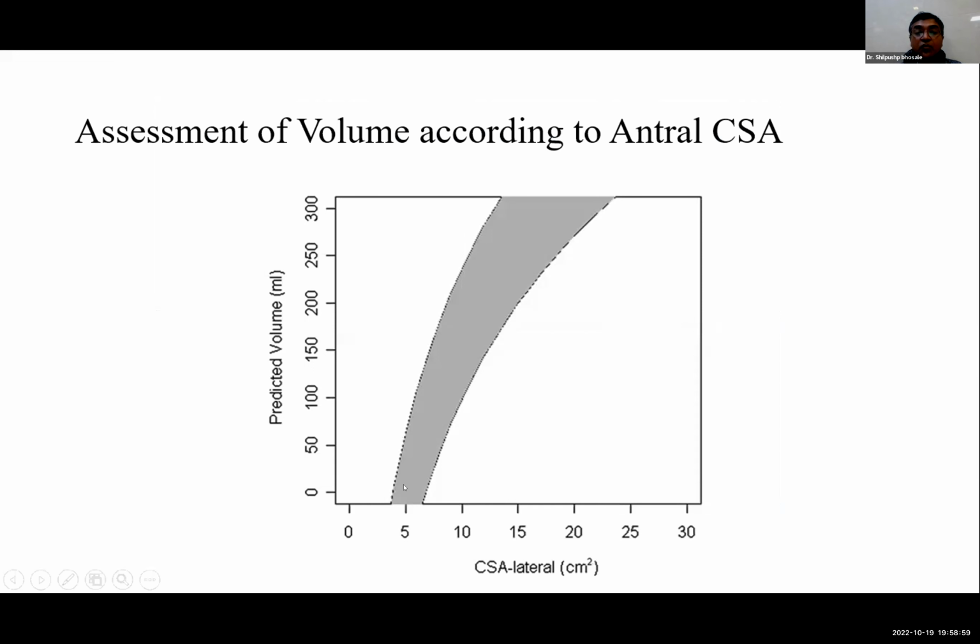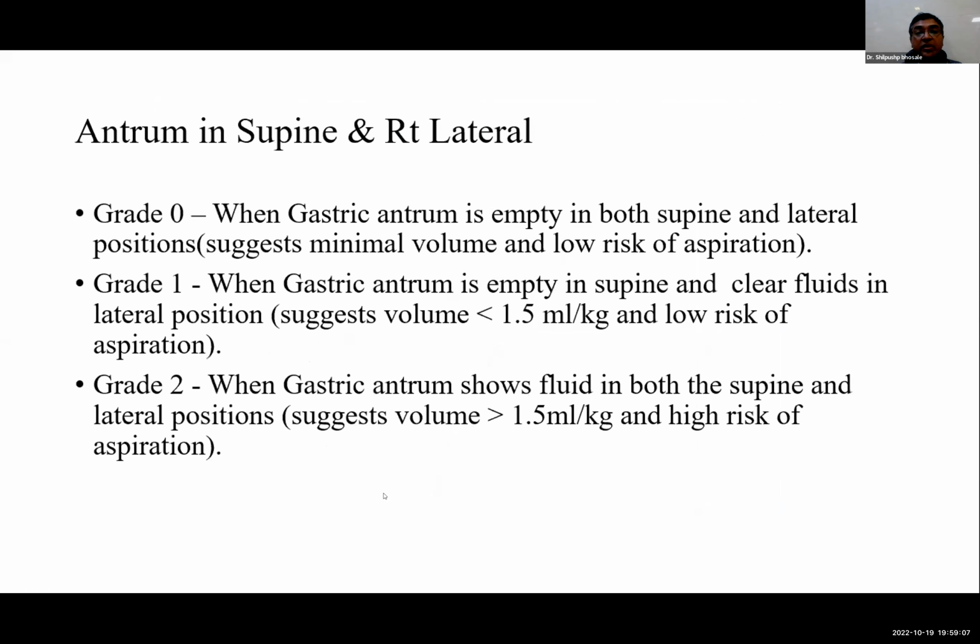You can also have volumetric assessment. If the cross-sectional area is less than 4, the stomach is practically empty, and there are various studies which have looked at this. But clinically, it is easier to say grade 0 if the antrum is empty in supine and lateral position; there is less risk of aspiration. Grade 1, if the antrum is empty in supine but clear in lateral, and again the risk is low. But if the antrum is full in supine and lateral, the risk is high.